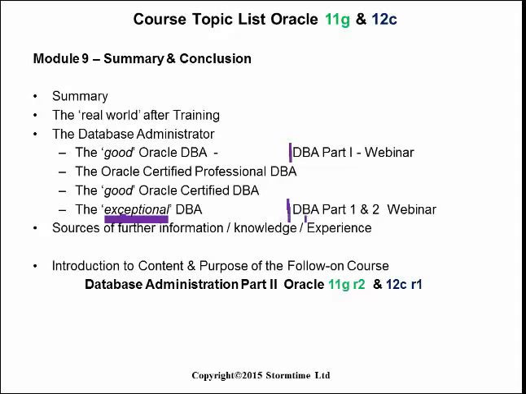But to become exceptional, you not only need the training, you also need experience. And I think an exceptional DBA can be a DBA with the relevant training and experience. What I'm talking about is these 2 webinars and probably about 12 to 18 months' worth of experience with Oracle Database. So you do need sources of further information, knowledge and experience. So the other thing we'll do at the end of Module 9 in this webinar is introduce you to the content and purpose of the Oracle Database Administration Part 2 webinar, which again is for 11G Release 2 and 12C Release 1.